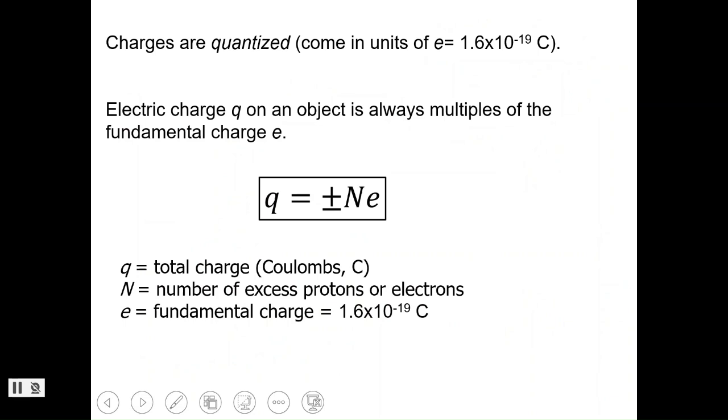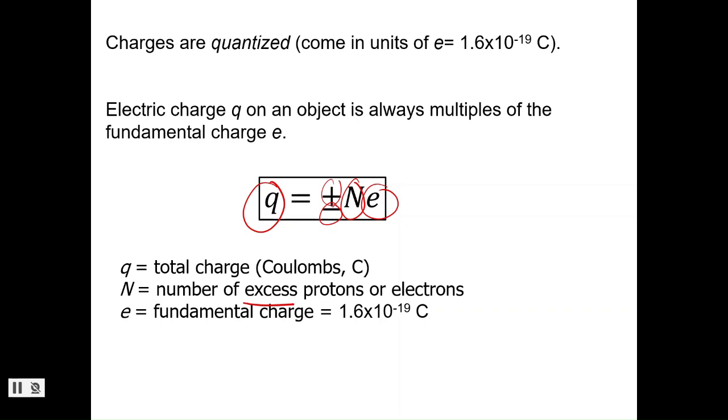So when we talk about a charged object, therefore, a charged object usually has more than one extra electron or one extra proton. So we can use this equation to describe this quantization. Q would then be the charge of an object, n would be the total number of excess protons or electrons, and e would be that elementary charge. And of course, the negative would be for extra electrons, the positive would be for extra protons.